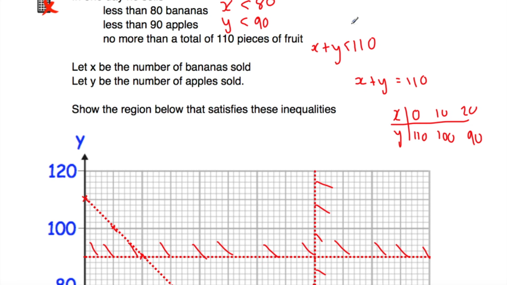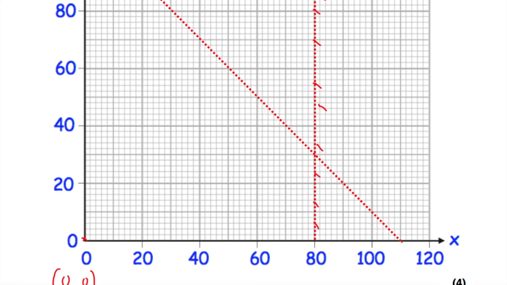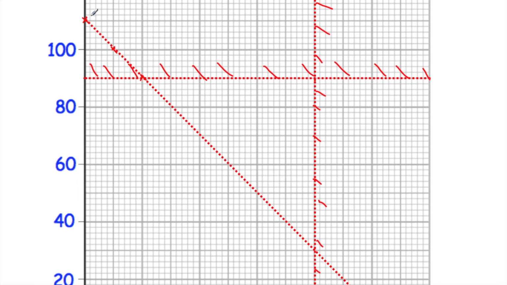So we go back up here to the inequality. We've got x plus y is less than 110. If x is equal to 0 and y is equal to 0, we get 0 plus 0 is less than 110, and 0 is less than 110. So that means that that does satisfy the inequality. So we want to accept that region. So that means that the origin is on the side that we want to accept. So that means that we want to accept this region down here. So let's shade in just above that diagonal line to say that we're rejecting anything above that diagonal line, like so.